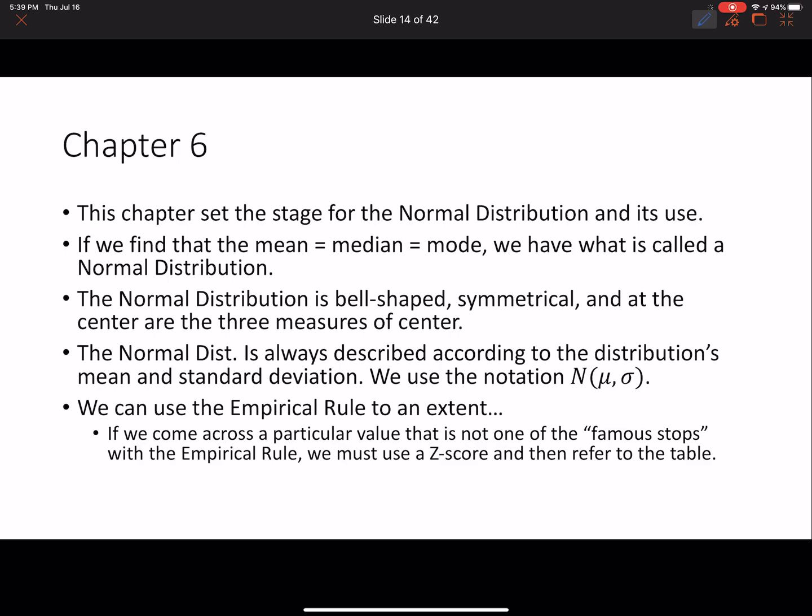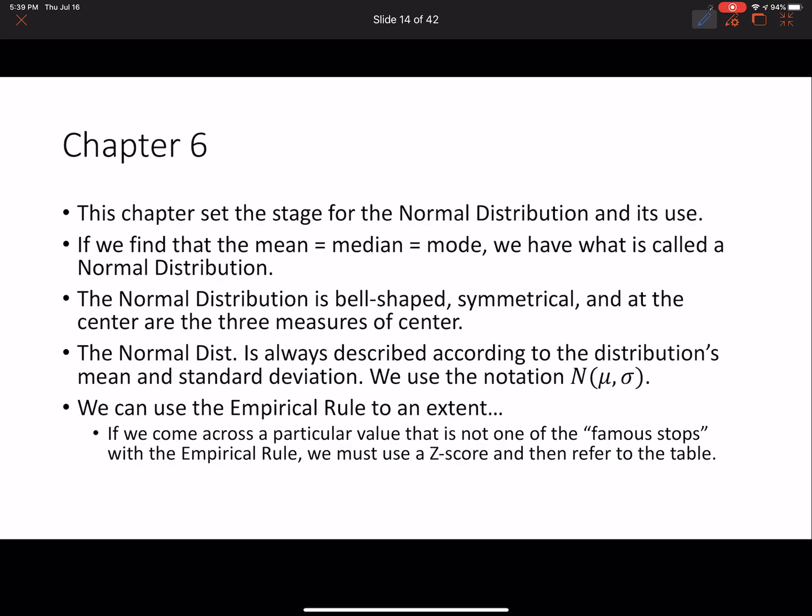So the normal distribution is bell-shaped, it's symmetrical, and at the center are the mean, median, and mode. All of them are the same, they are equal. Okay, and we always describe a normal distribution by its respective mean and standard deviation. We've got a notation that I introduced in the course because, of course, mathematicians, statisticians, we don't like to do all this writing. So it makes that a little bit easier for us.